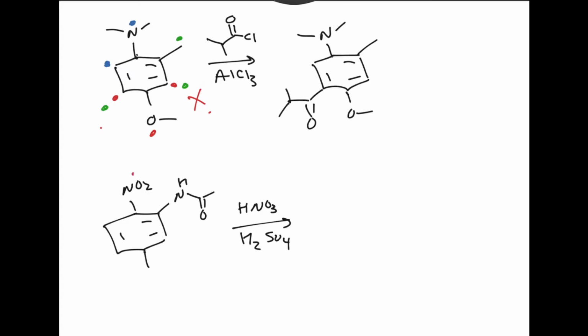Next one, same kind of thing. Nitro group's going to direct here. Methyl group's going to direct here and here. Nitrogen's going to direct here and here. Right, so we're going to go to the one that has all three groups directing towards it. That's the one we're going to prefer to go to.